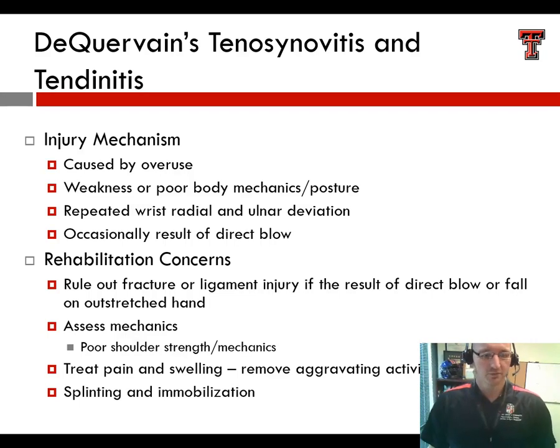and every once in a while this can be the result of a direct blow. So we want to rule out a fracture, and keep in mind if we're right over that snuff box of the wrist, we want to make sure we're not missing a scaphoid fracture here. We also want to look at mechanics to see what triggered this. Treat their pain, treat their swelling, remove any activities that might potentially be aggravating.